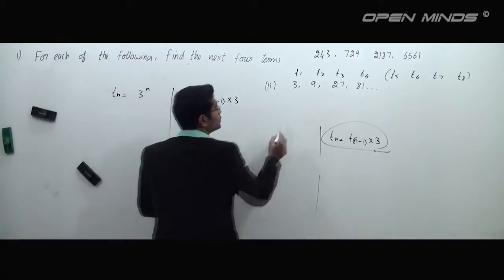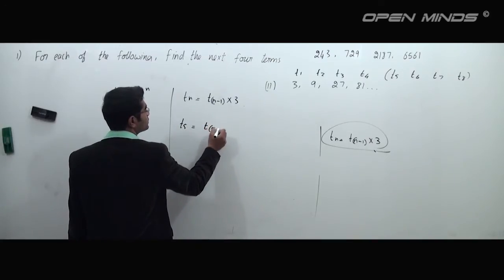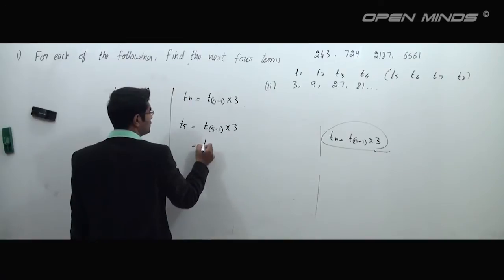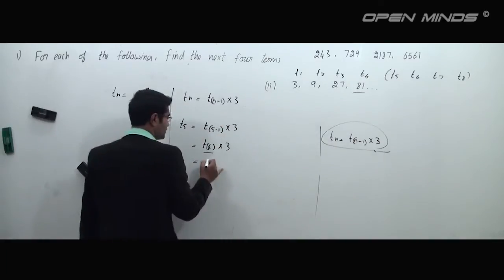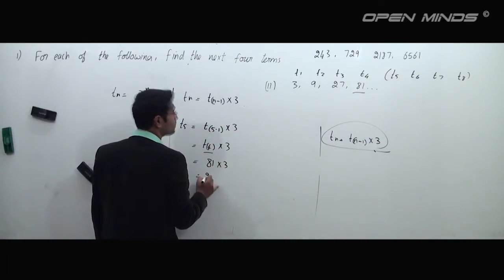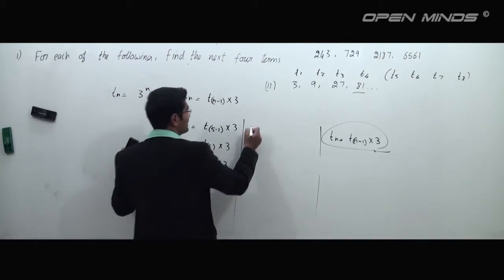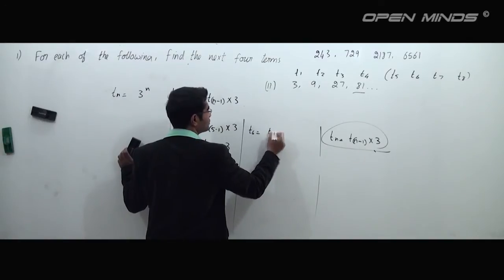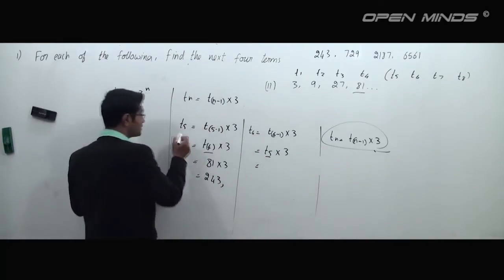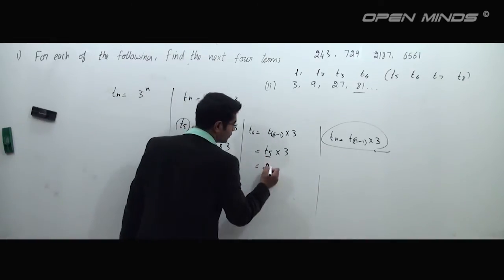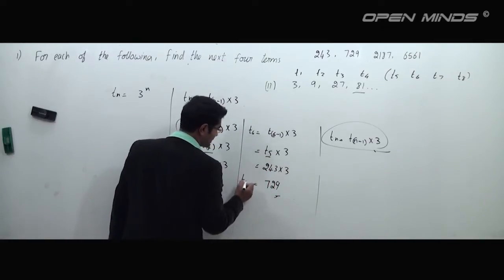So right now I have the fourth one, I want the fifth one. So T5 is nothing but T(5 minus 1) times 3. So T4 into 3. Now who's T4? This is already given to me, that's 81. So 81 times 3 is 243. Got it. So I got the fifth term. I want the sixth term. T6 is T(6 minus 1) times 3. Okay, that's T5 times 3. And who's T5? We just found this guy. T5 is 243. I can write 243 times 3. You multiply this guy, you get 729. Well, that's my T6, isn't it?